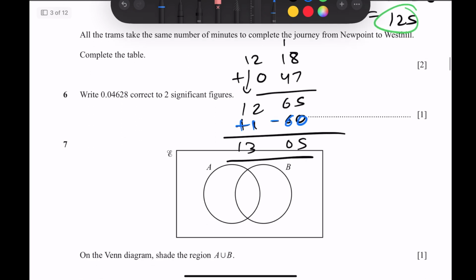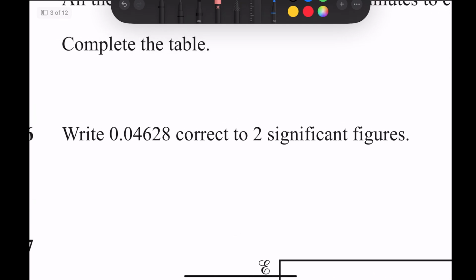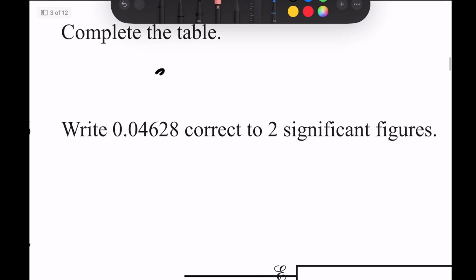Now question 6 says, write 0.06428 correct to two significant figures. I'll erase the working from question 5 because we might need space for question 6. So for this question, you will need to know the significant figures rules beforehand. So right now I'll just try to simplify some of them. There are two types of digits, zero digits and non-zero digits. So zero digits are basically 0, and non-zero digits are digits from 1 to 9. So in this case, 6 is a non-zero digit, while 0 is a zero digit because 0 is 0.